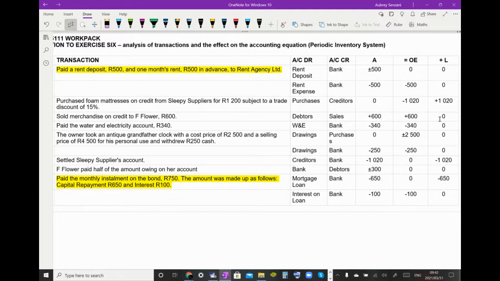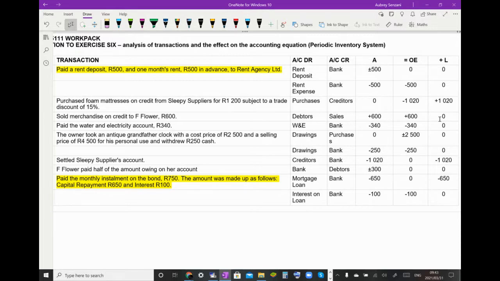All right. So the plus is for purchases, and the negative is actually for drawings. Okay, so well done to you. What happens whenever we make purchases? Remember, it's an expense, right? So it decreases our owner's equity.